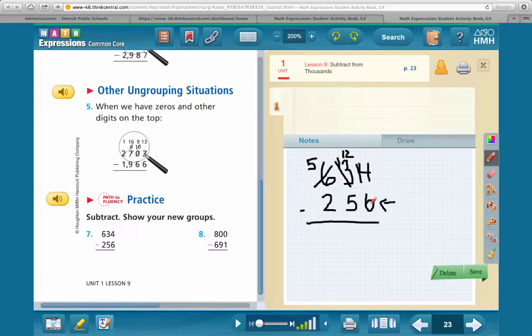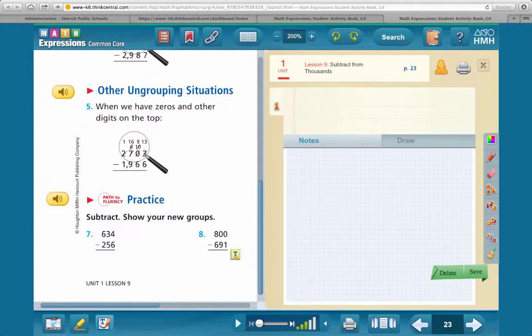And so 14 minus 6, you can now take 6 away from 14 and you get 8. And you can now take 5 away from 12, which is 7, and you can take 2 away from 5, which is 3. So that's looking at ungrouping without zeros. And now let's take a look at number 8.